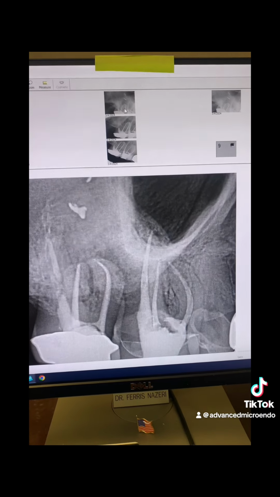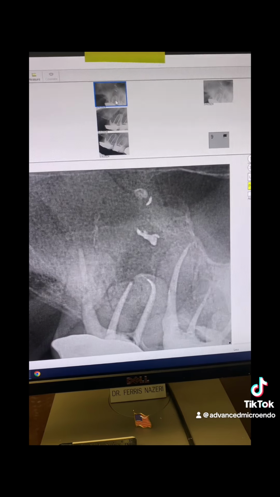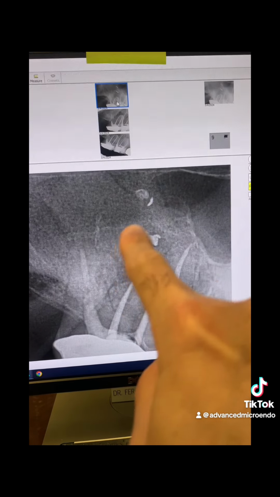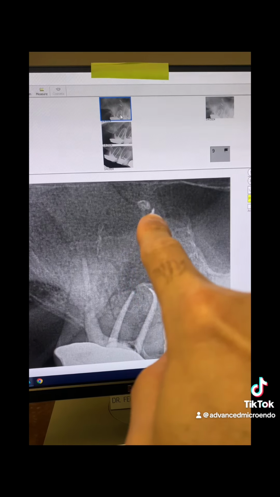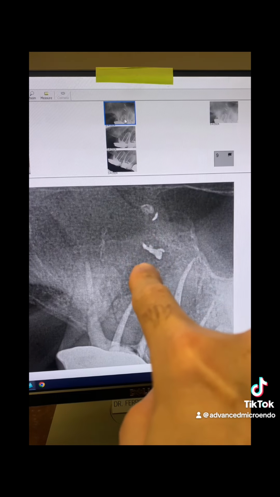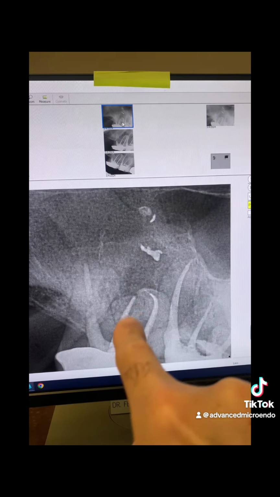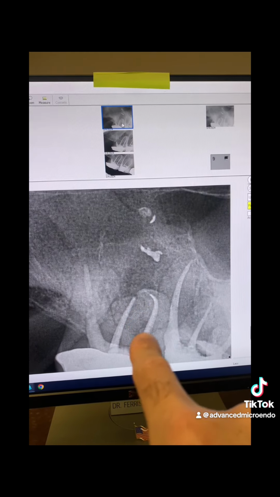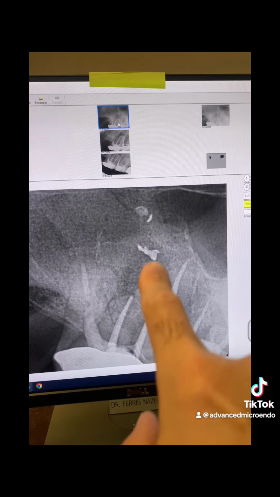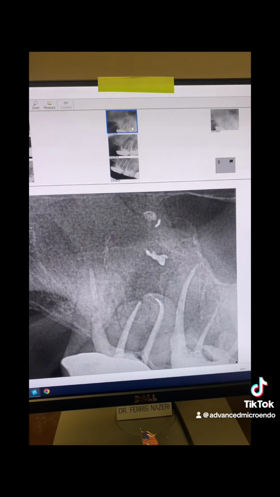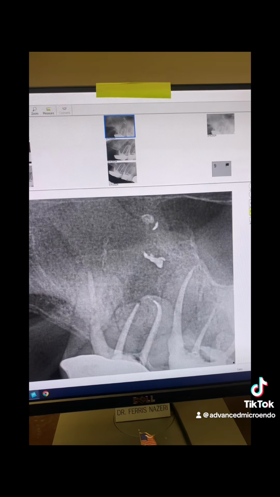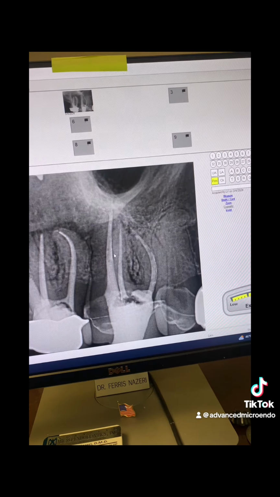So on this angulation, you can see the large periapical lucency that is associated with tooth number 2. This is, I think, just all sealer from when the dentist did the root canal in tooth number 2. I think that looks like sealer. Anyway, so let me show you a good x-ray of the retreat of tooth number 3.